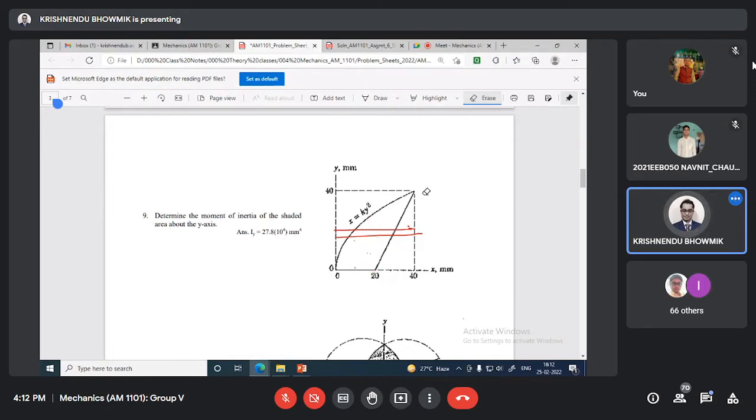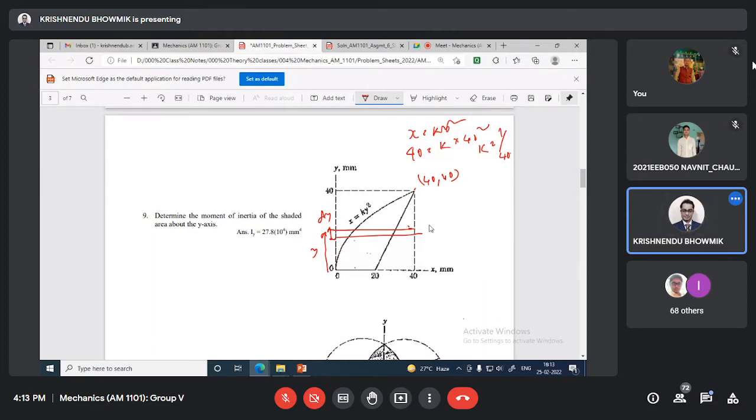So erase this. What we'll do is write this one as y, this is dy, and this point is 40 comma 40. So x equal to k y square. 40 equal to k times 40 square, so k equal to 1 by 40. We got the value of k.